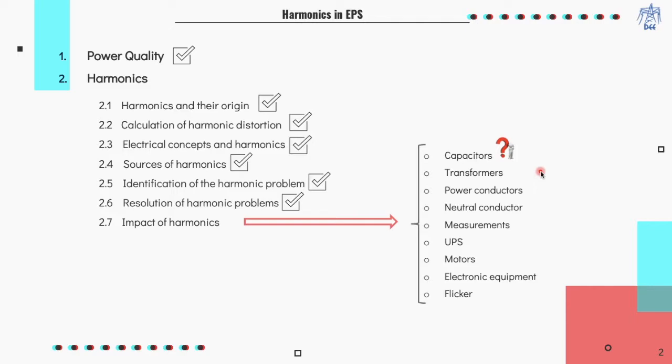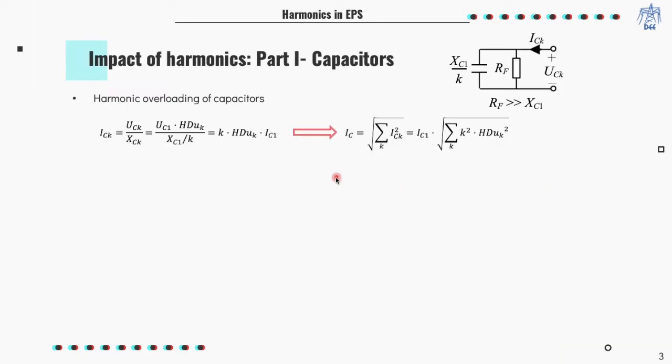Harmonics may produce an overloading of capacitors because the harmonic currents going through these capacitors depend on the harmonic voltages and the harmonic reactance of the capacitor, which decreases with the harmonic order of the voltages. These harmonic currents flowing through the capacitor bank directly depend on the harmonic voltage distortion and the harmonic order. These harmonic currents increase the root mean square value of the capacitor current.